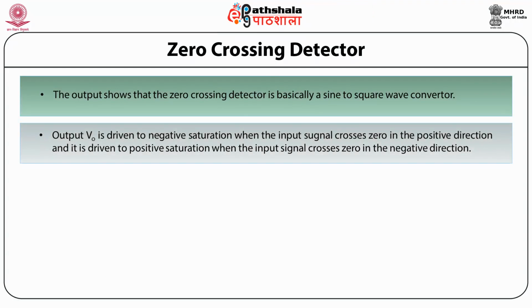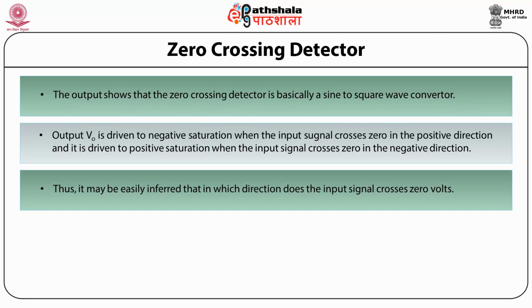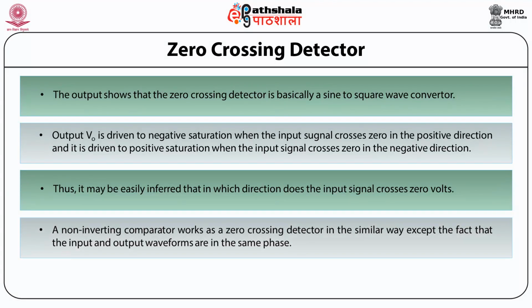Output V0 is driven to negative saturation when the input signal crosses 0 in the positive direction, and it is driven to positive saturation when the input signal crosses 0 in the negative direction. Thus, it may be easily inferred in which direction the input signal crosses 0 volts. A non-inverting comparator works as a zero crossing detector in a similar way, except that the input and output waveforms are in the same phase.